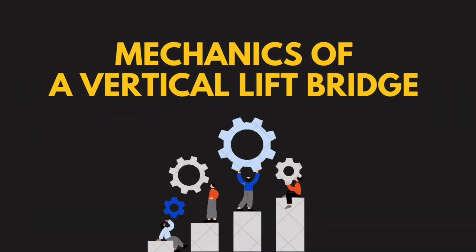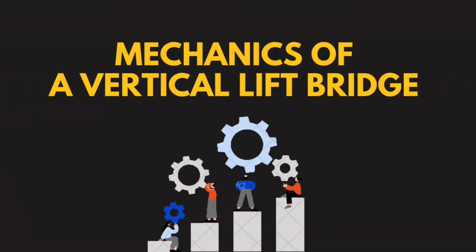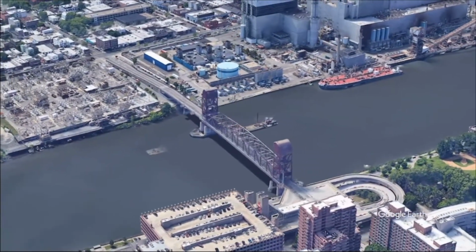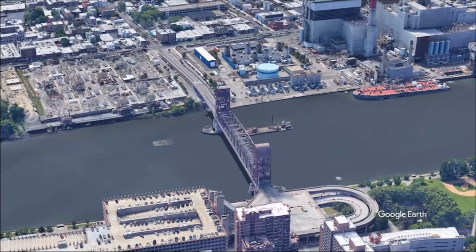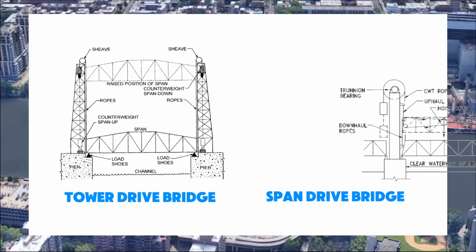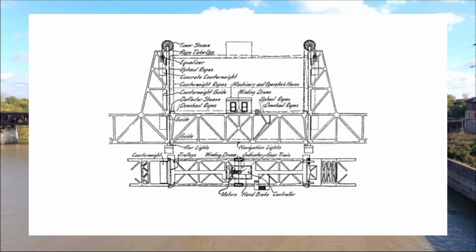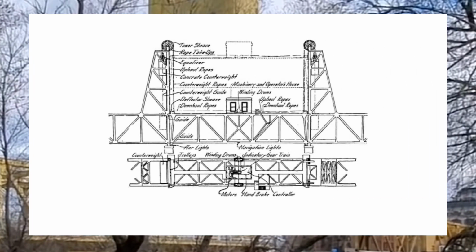I'll be discussing the mechanics of a vertical lift drawbridge. There are 3 types of vertical lift bridges, which are readily identifiable. 2 by the method of operation, which is the tower drive and the span drive, and 1 by an overhead connecting structure between towers. This is called the connecting tower type.